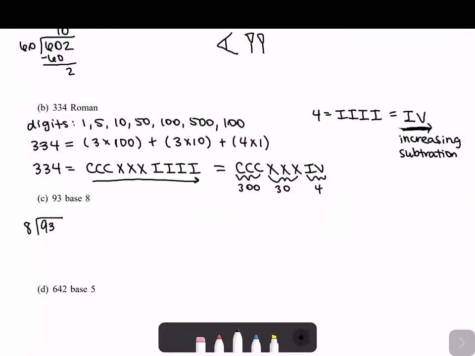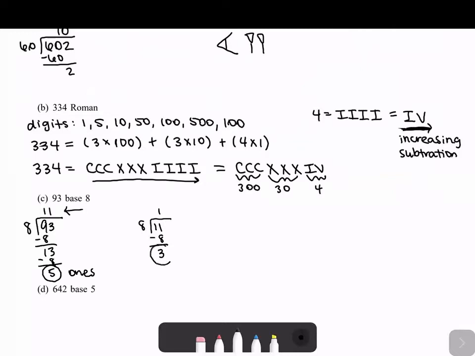So 8 goes into 9 one time. We subtract and get 13. 8 goes into 13 one time. We subtract and get 5. What we really want to pay attention to here are our remainders, because our remainder when we divide the first time is going to give us our 1s. And then this 11 here can be divided by 8 again, so we're going to keep dividing. 11 divided by 8, 8 goes into 11 one time, and we have 3 left over.